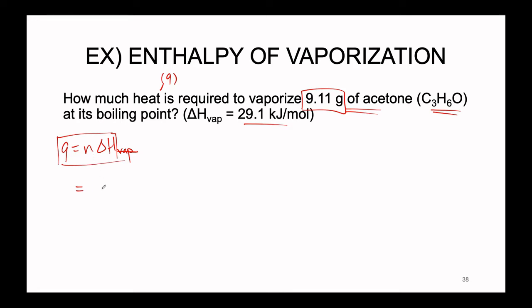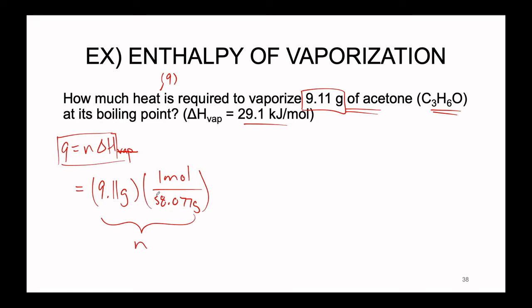So this means we can find n by taking 9.11 grams and multiplying it by the molar mass of acetone, which is 58.077 grams per every 1 mole. So this all here is equal to our n. Now I'm not going to explicitly calculate what this value is. I'm just going to let the product of this represent n inside of our equation, and our delta H is specifically told to us: 29.1 kilojoules per every 1 mole.